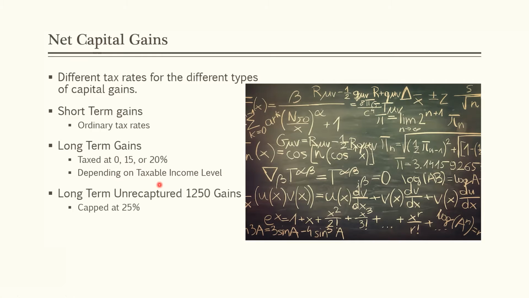Long-term unrecaptured 1250 gains are capped at 25%. You don't see this very often. 1250 properties are more like real estate, buildings, land, etc. And so unrecaptured gains are capped at 25%. And collectibles like artwork, museum pieces, that type of thing, if you buy and sell those, which again, we don't see very often, their rate is capped at 28%.